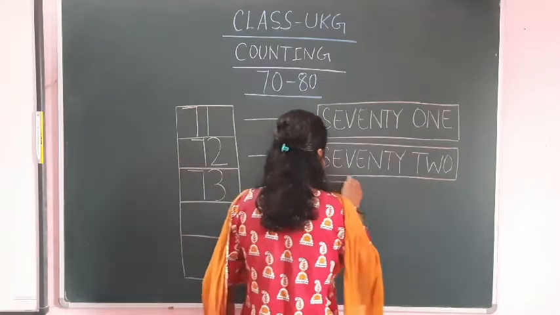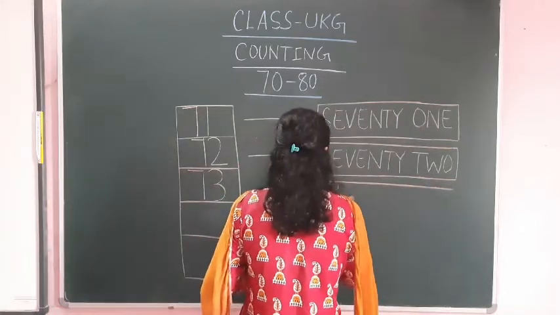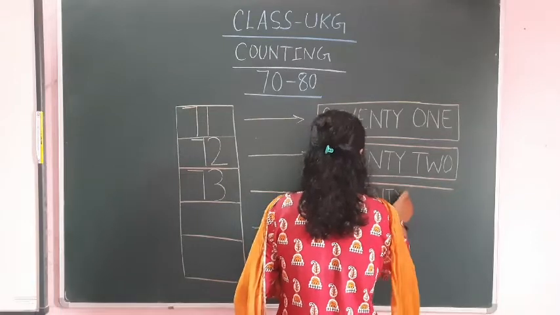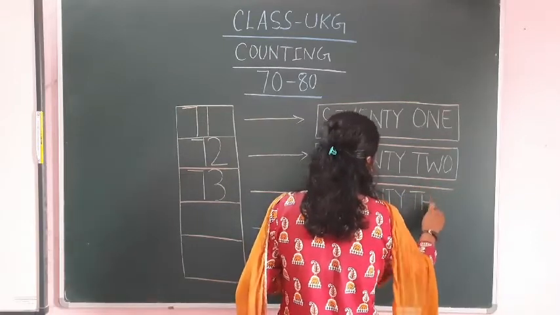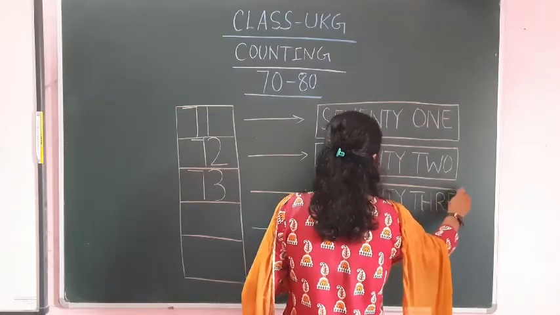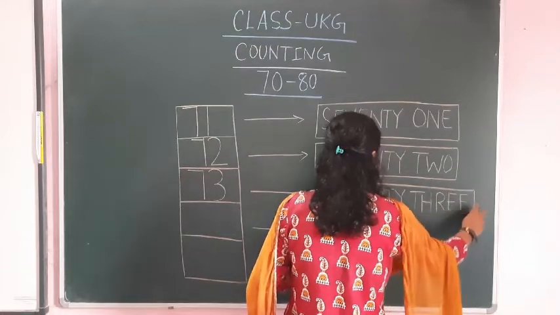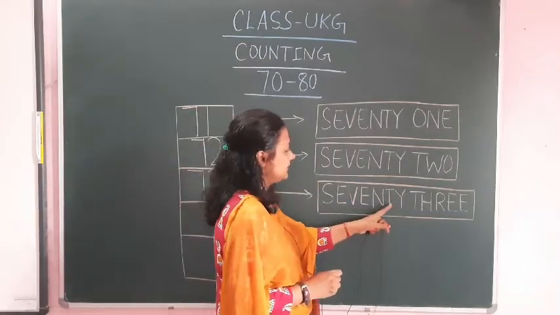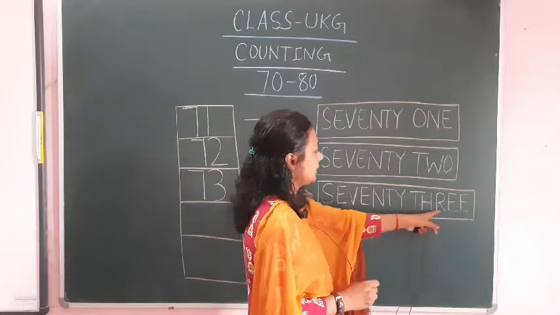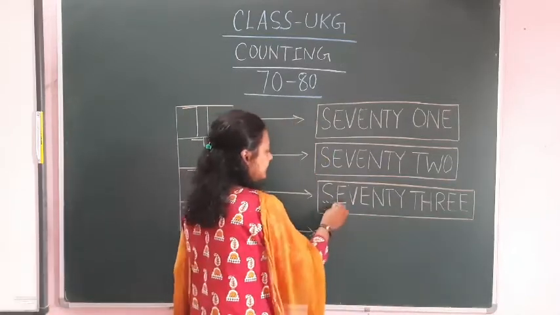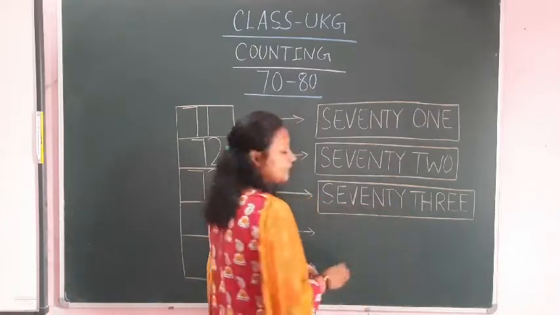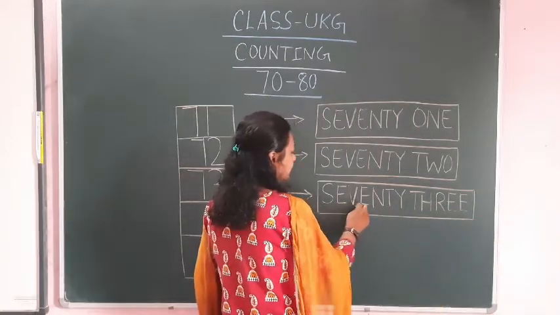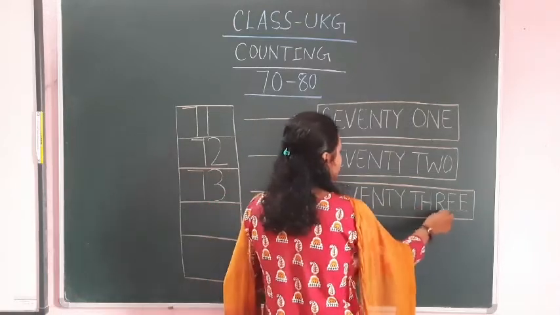73. S-E-V-E-N-T-Y, 70, T-H-R-E-E, 3. Seventy-three, 73.